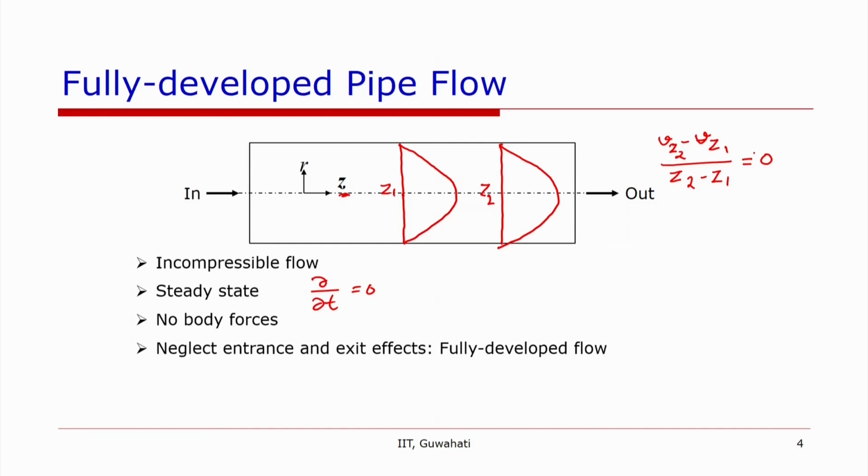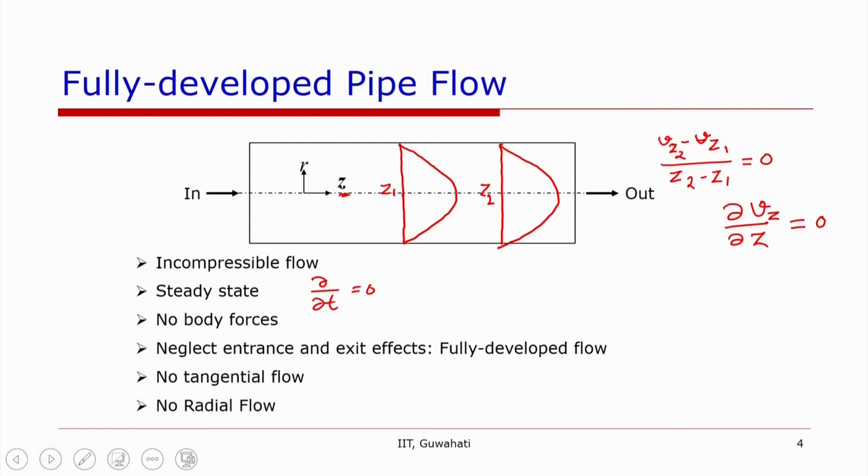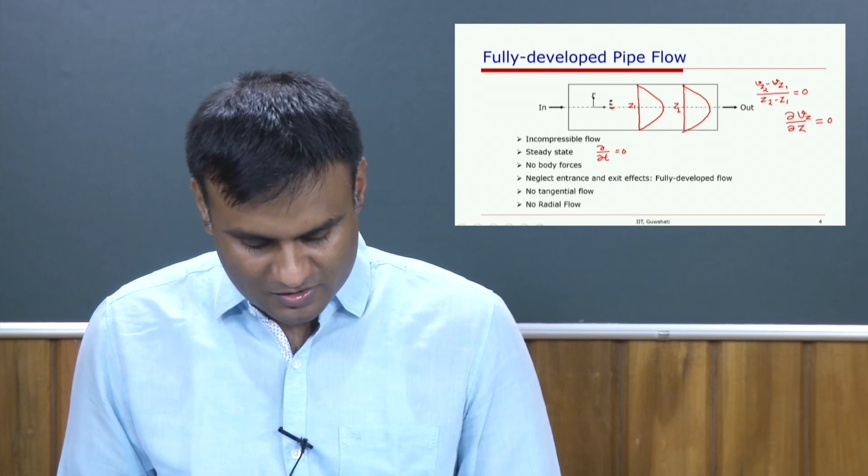So, that means del Vz over del z is equal to 0 for a fully developed flow. There is no tangential flow, that means there is no flow in the angular direction, and there is no radial flow, as you can see from here, because if there is flow in the radial direction, then the velocity profile in the z direction will not remain the same.